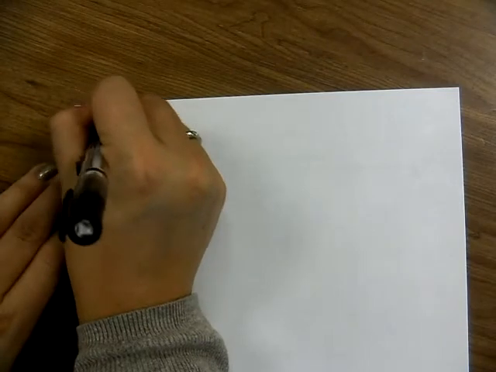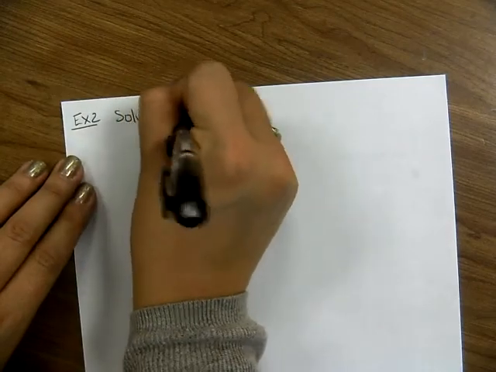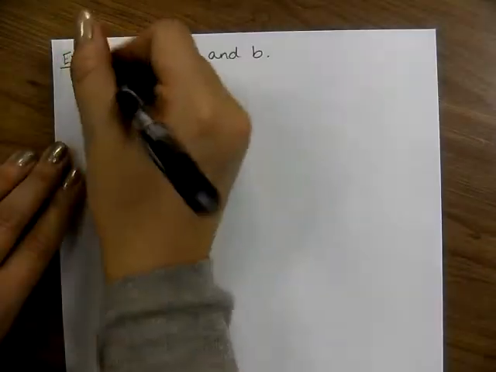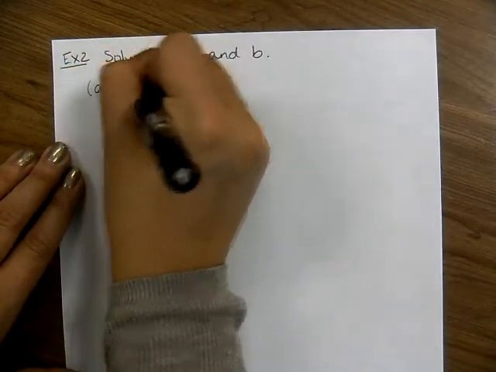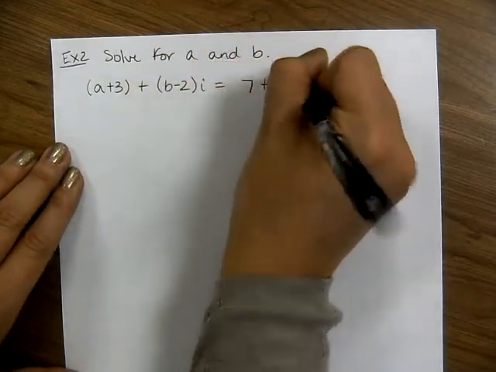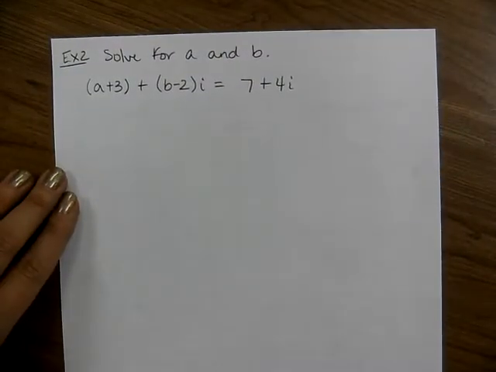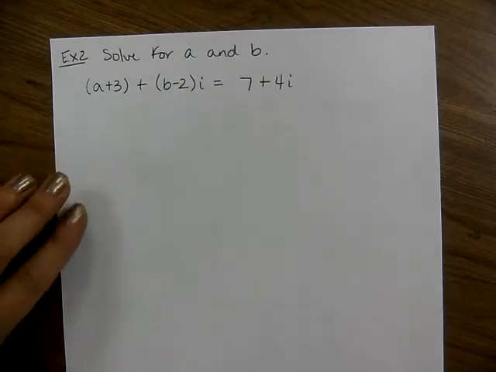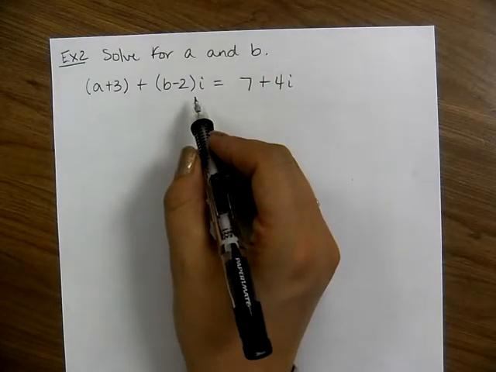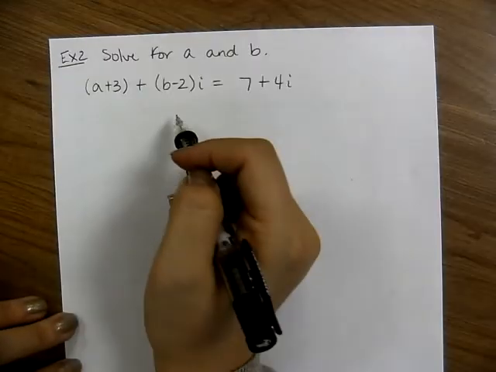Example 2. We are going to solve for a and b. Okay? So let's say we were given a plus 3 plus b minus 2i equals 7 plus 4i. Okay, now this problem looks complicated. We have like 3 letters going on here, but remember that i is not a variable. It's a number. It represents the square root of a negative 1, okay? So the only thing we care about is this a and b.